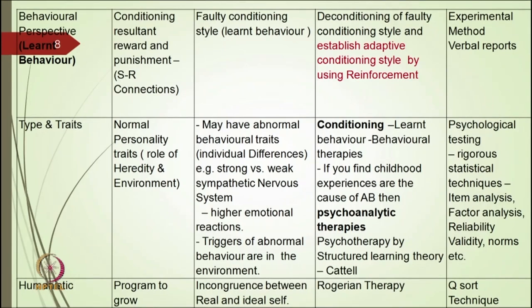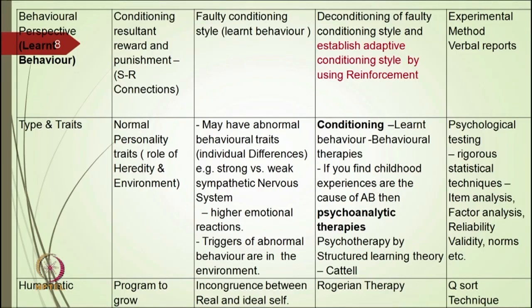Another perspective to define human behavior is the behavioral perspective, and they have mainly focused on learned behavior. So, what is normal behavior as per this perspective? What is abnormal behavior, and the way of treating it? That is again a unique style. For normal behavior, they said conditioning, resultant reward and punishment, and SR connections. So, if we have normal SR connections or adaptive conditioning, then we have normal behavior. But in some settings, wrong things are reinforced, and that's why we have a faulty conditioning style. That is why we have faulty learned behavior, which is the cause of abnormal behavior.